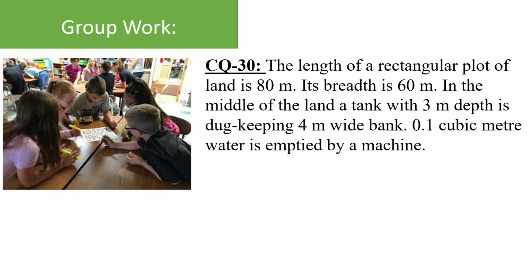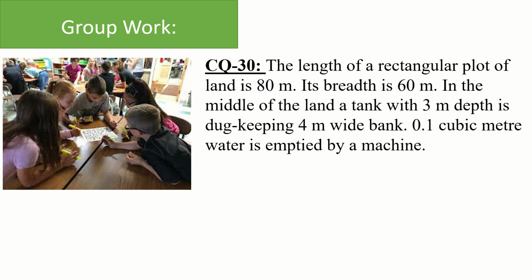Group work. Creative question 30. The length of a rectangular plot of land is 80 meters, breadth is 60 meters. In the middle of the land, a tank with 3 meter depth is dug, keeping 4 meter wide bank. That means if we consider the tank as a pond, this is the same as problem number 14.